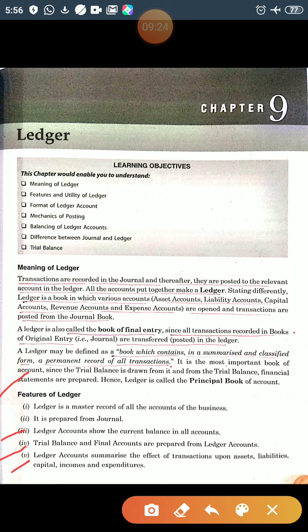Now next is, ledger accounts summarize the effect of transactions upon assets, liabilities, capital, income and expenditure. Definitely, we have recorded the assets in the journal many times throughout the year. When we post them into the ledger, then we get to know how that asset moved during the year. So the ledger tells you the summary of what happened with that asset, or that liability, expenses, capital or revenues.